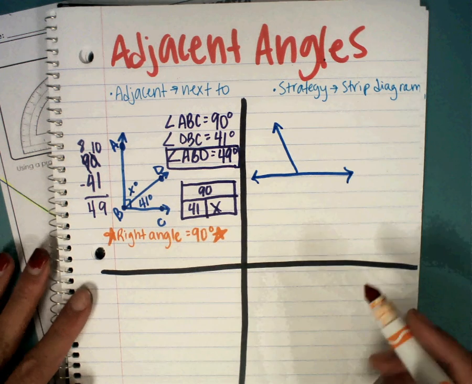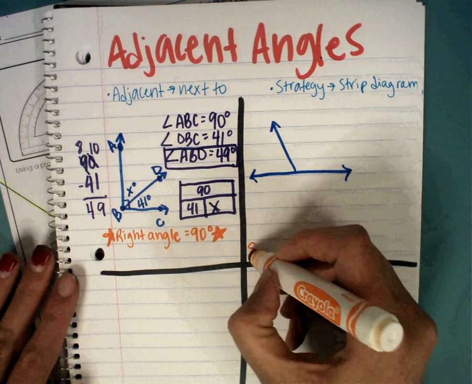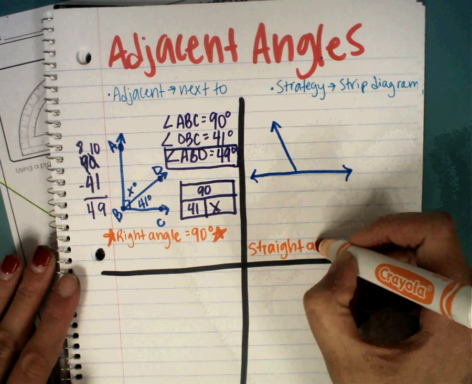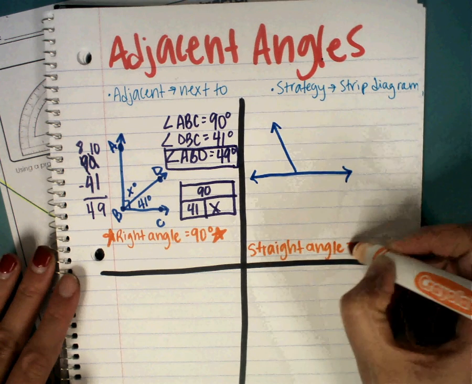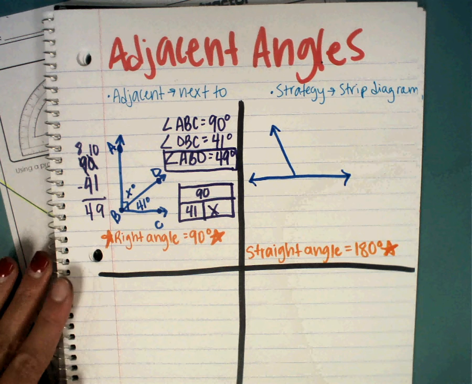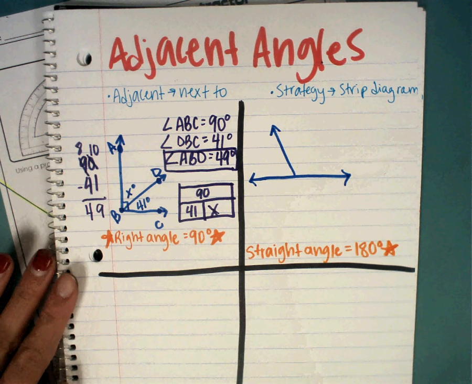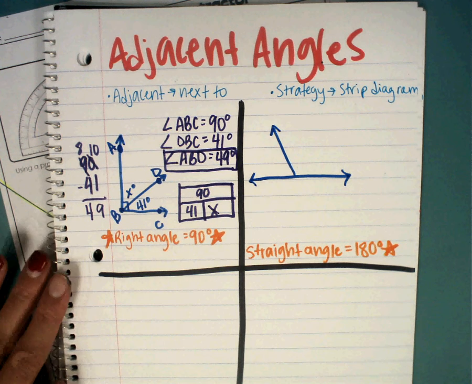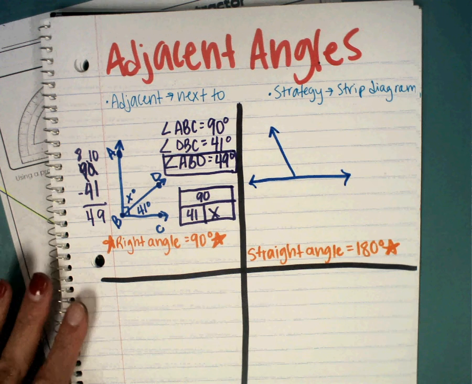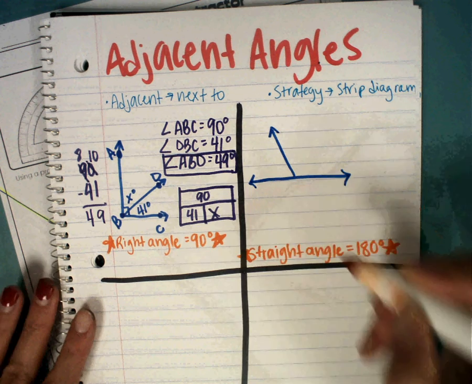We're going to put down here that a straight angle equals what? 180 degrees. Okay? Equals 180 degrees. Check your work. So put some stars around that too.